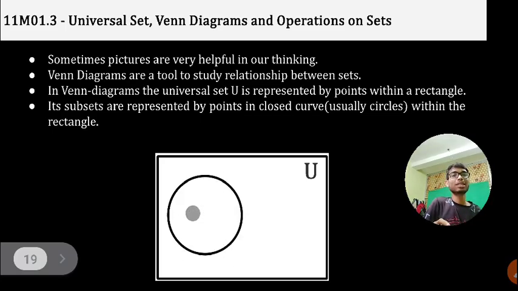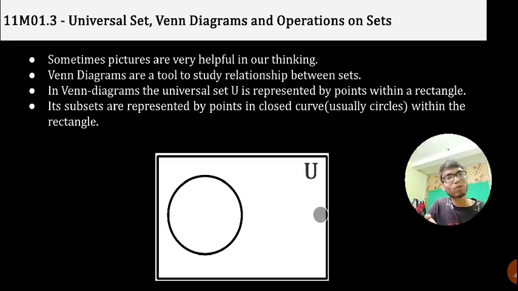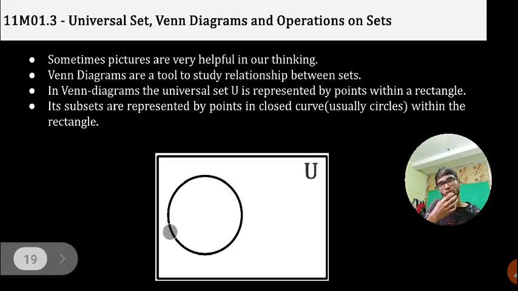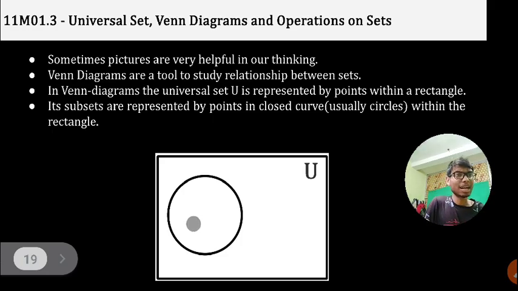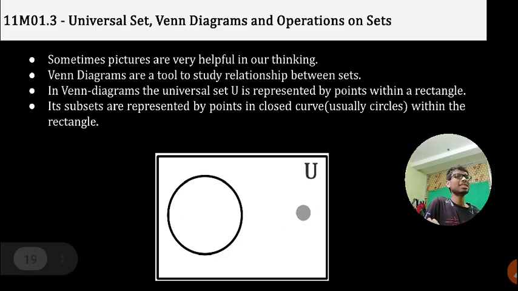We are using this circle because it is a subset of this rectangle. That's why we are using a circle rather than a rectangle. We are using this so that we can say that the set we took is, in the universal set, a subset.